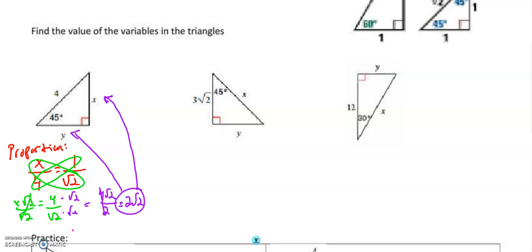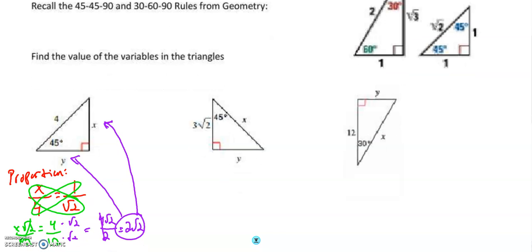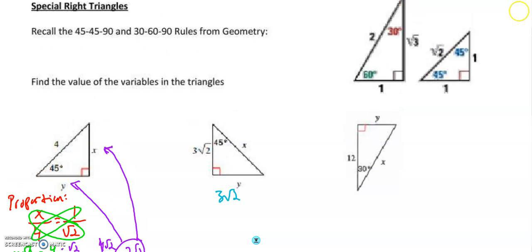Now, the other method would be just using the information from the 45-45-90 and multiplying or dividing by a specific number. Let's use that method for the next part. Right away you should realize the value of y is also 3 radical 2 because they're both the same length. But to find x, you have to remember that for the hypotenuse, the square root of 2 represents that many times bigger than the leg.